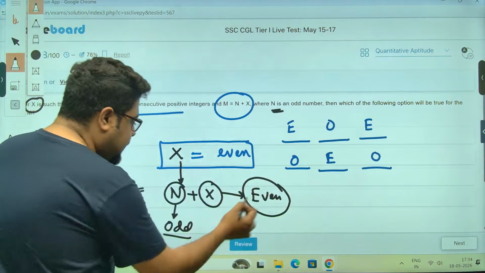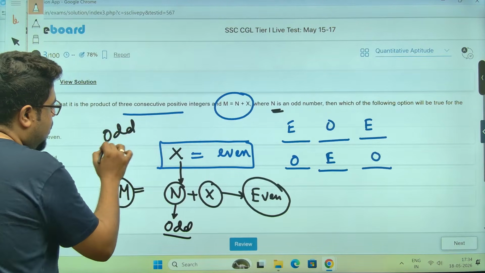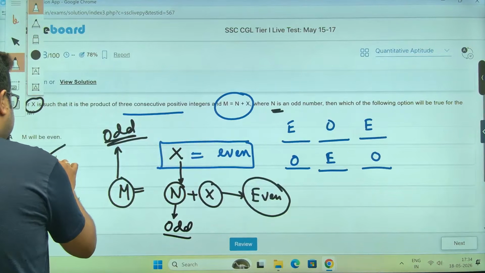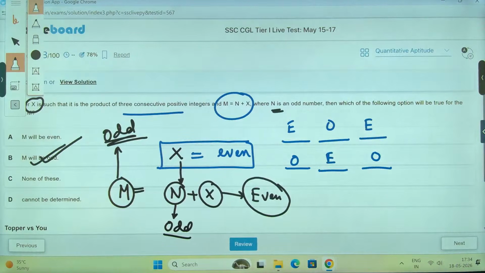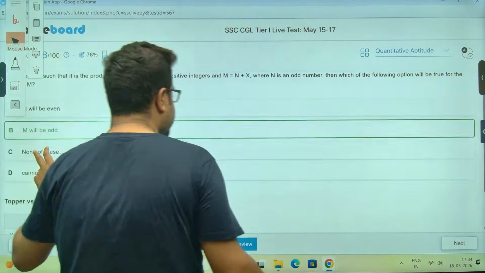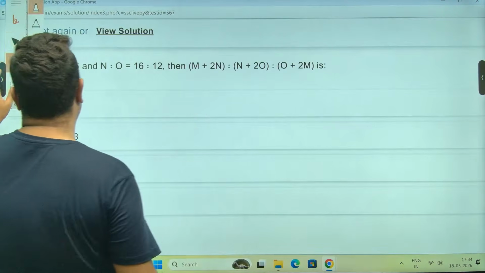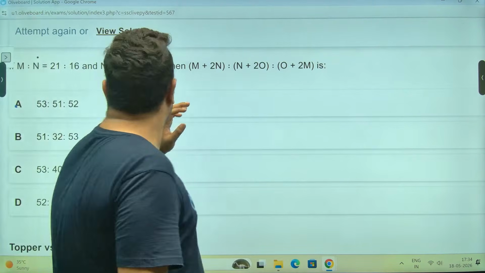X is even, so n is odd plus x even. So m will always be an odd number. Because odd plus even number, the sum will always be an odd number. Option B will 100% be correct, sir. It will always be odd, because even plus odd will always be an odd number, sir, without fail. Again, a very simple but a very good question. Sir, I got a question like that after a long time.